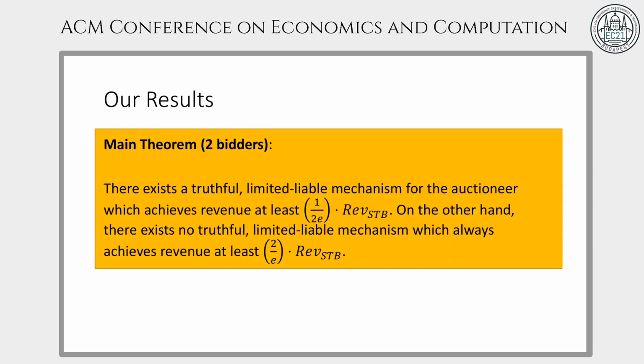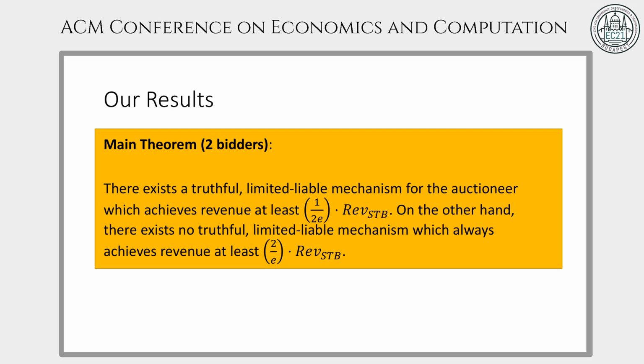So we move on to our results. The answer to the previous question is no. You can't get the full revenue of selling the business with a limited liable mechanism, but you can get a constant approximation. In particular, we show that there's a truthful limited liable mechanism for the auctioneer which achieves revenue at least 1/2e fraction of what you would get from selling the business.